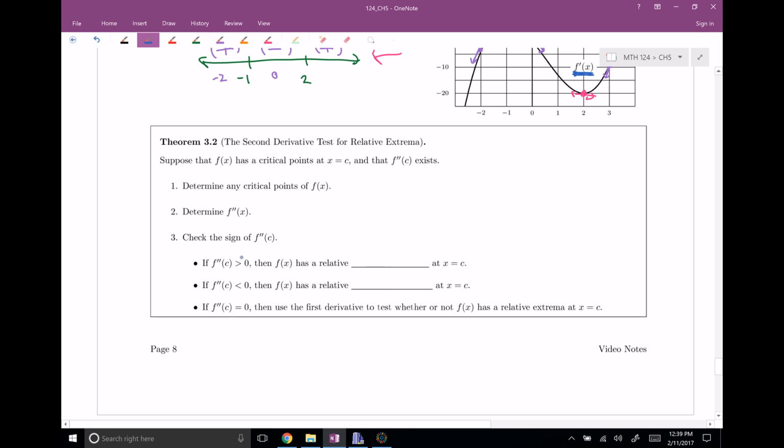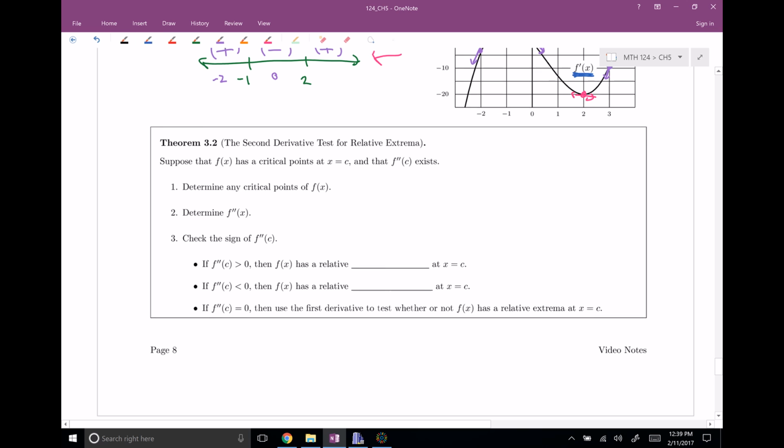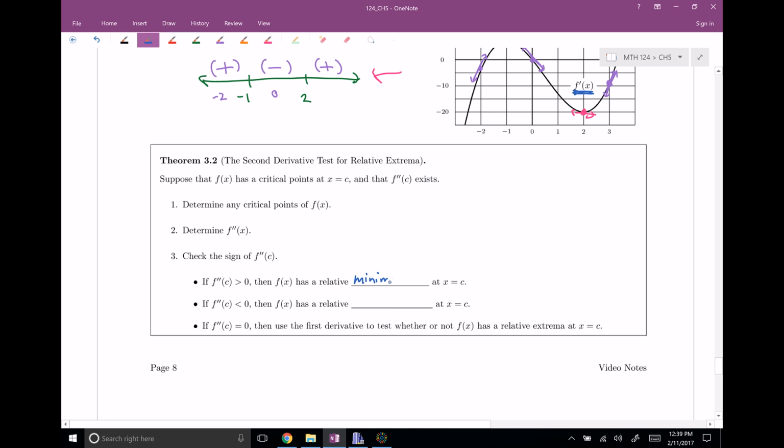And the claim is, if the second derivative at this critical point is greater than 0, then our original function has a relative minimum. I know it's kind of weird because you would think greater than 0 may be maximum, but it's actually flip-flopped, right? So if greater than 0, minimum. If it's less than 0, then it has a relative maximum. Remember, sometimes we just say minimum or maximum. And then finally, if it's equal to 0, then the second derivative test here doesn't really help us out. So the claim is we need to use the first derivative test to determine whether or not f of x has a relative extrema at x equals c.